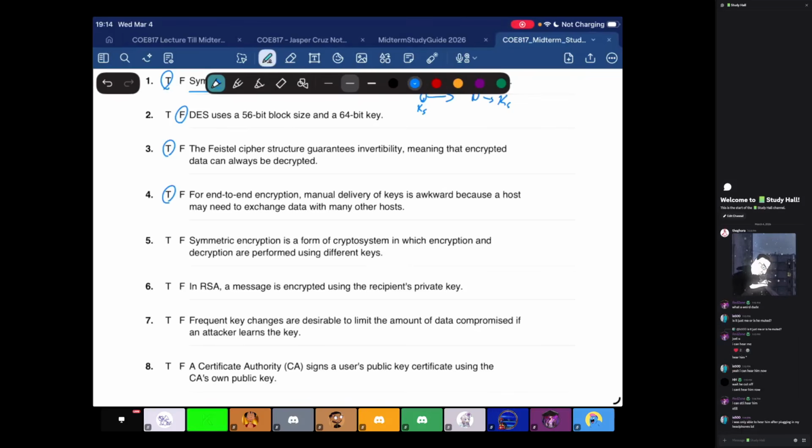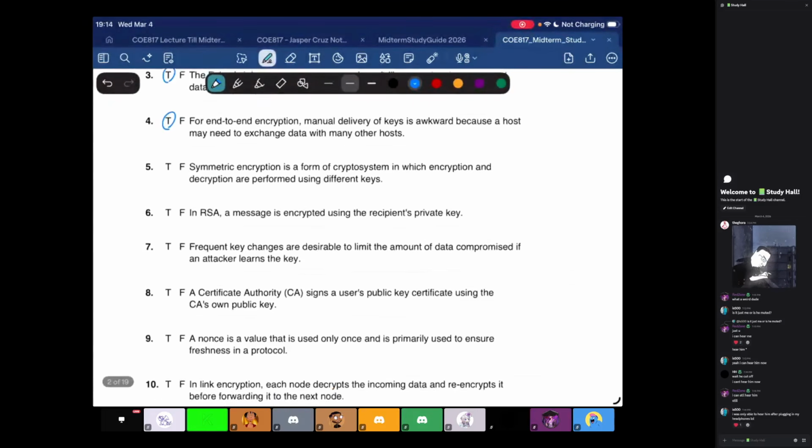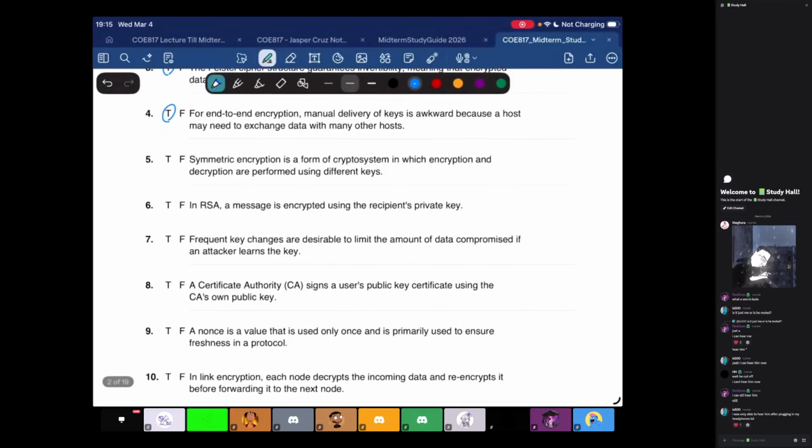Manual delivery of keys is awkward because it does not scale, because each communicating pair needs a shared key. So they each need it, and therefore, just remember it is awkward. Next: symmetric encryption is a form of cryptosystem in which encryption and decryption are performed using different keys. As stated in a previous question, symmetric encryption uses the same key, making the statement false.